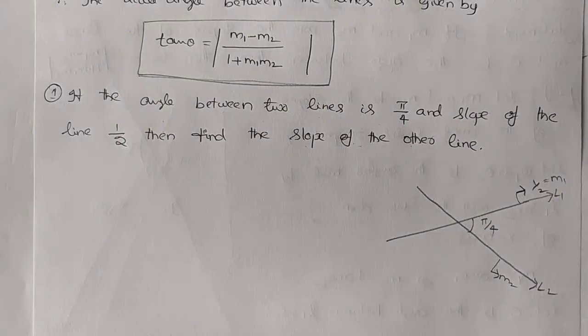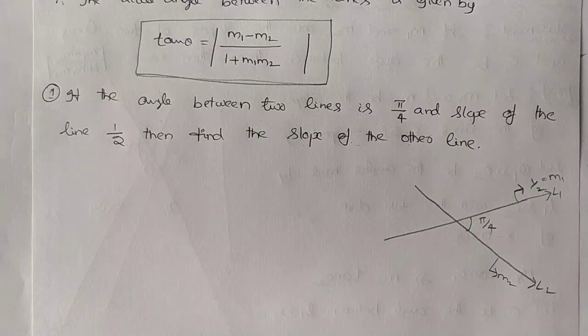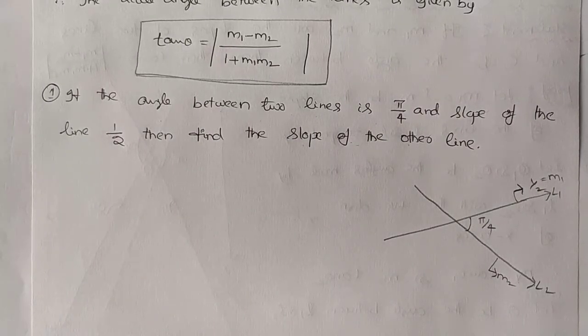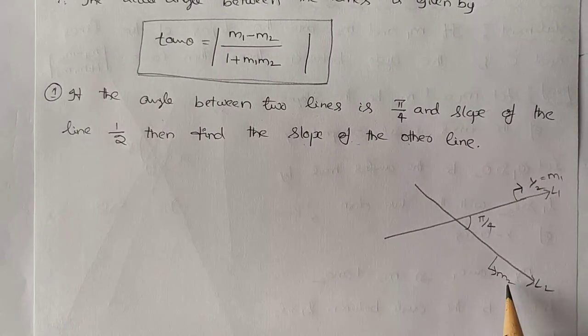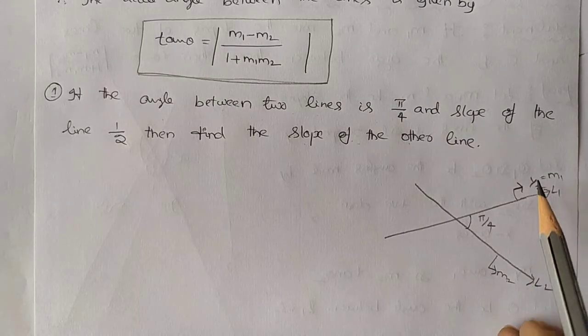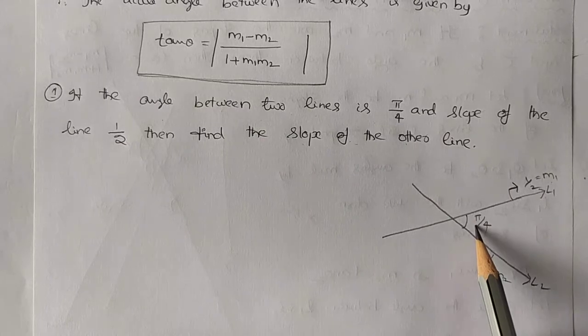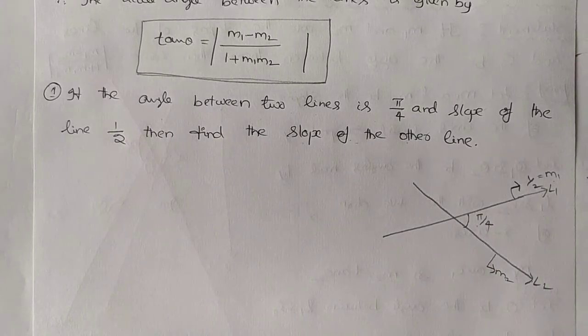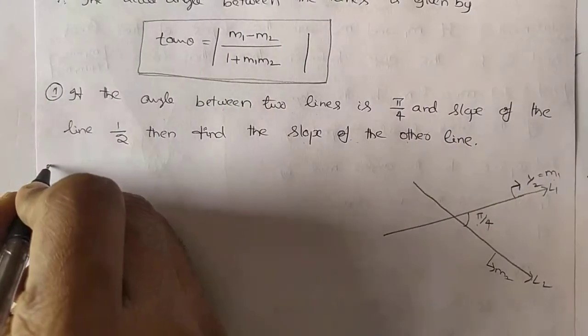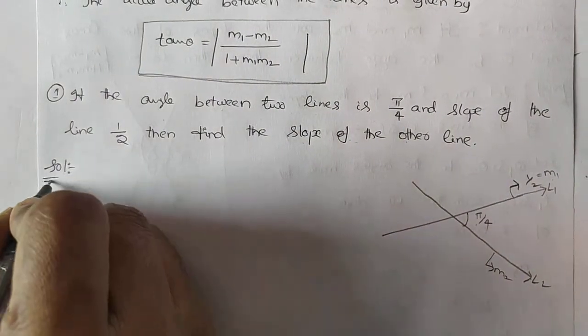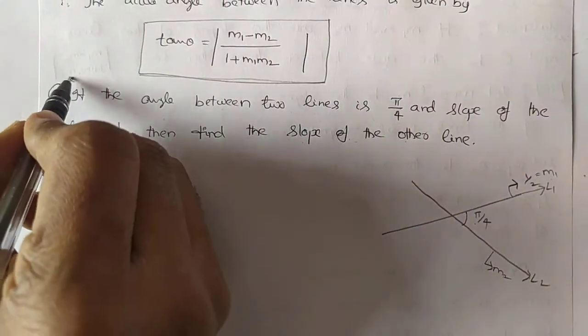These are the things he has given. To find the second line's slope, the slope of the first line is given, and next the angle is given. So now you just write down the given things. Solution. And also, this question will be important.